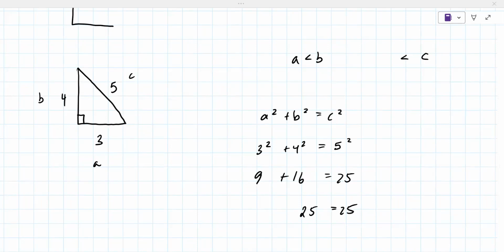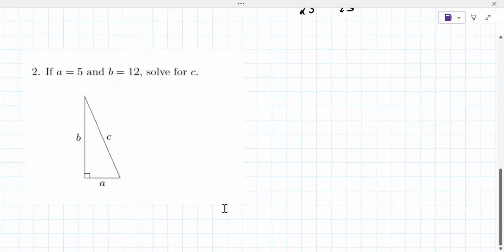Okay. So that's all nice. So you might be wondering, well, what kinds of questions will you be asked to do? Well, the most basic question is I give you 2 of the 3 sides. And in particular, I'm going to give you the A and B. So here's an example problem. They're telling you that A is 5, B is 12, and C is unknown. So you have to use this relationship that A squared plus B squared equals C squared.